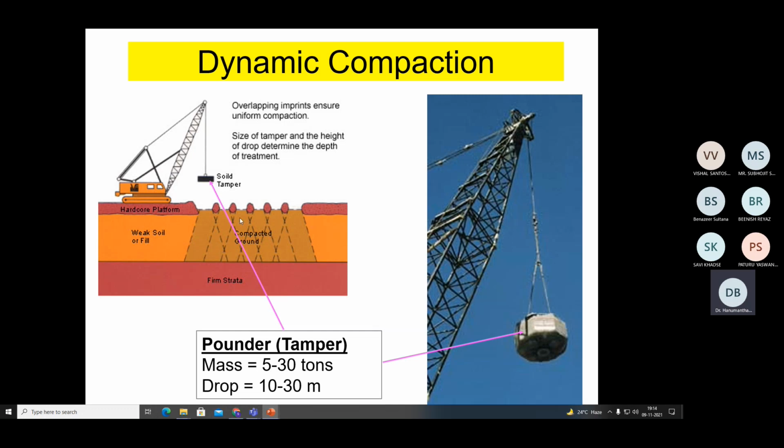Okay, so this is how you can understand how the zone of influence can be created, or how to understand, when I apply a certain amount of energy on the ground surface, how the soil below the ground surface is getting densified. Okay, so here the difference in heights indicates the formation of the crater.